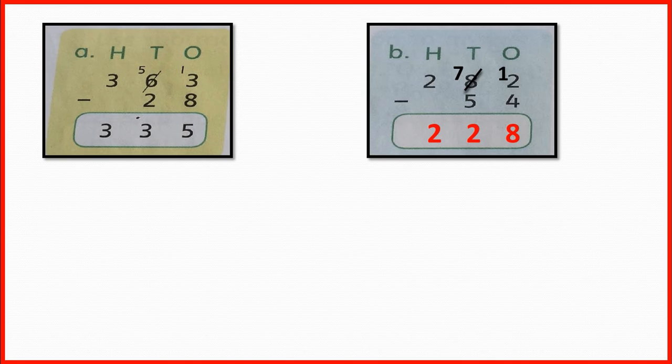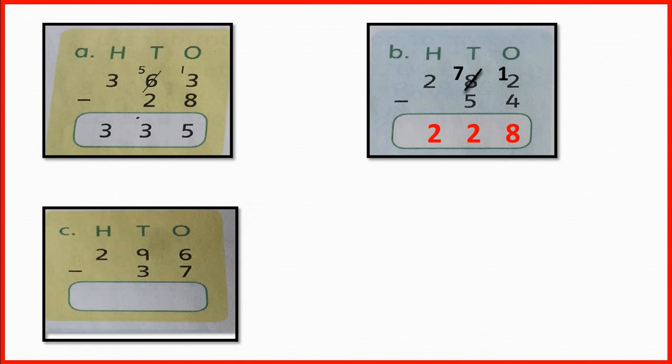Now I am going to do part C. Here we need more ones to subtract 7 from 6. So here we take 10 from the tens column and change it into 10 ones. Now there are 16 ones and 8 tens are left. Now we can subtract 7 from 16.